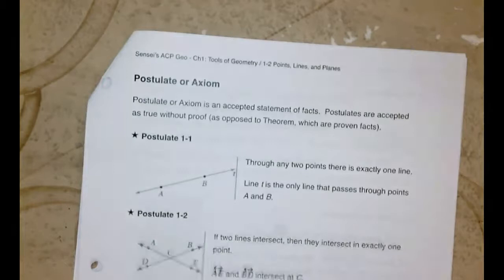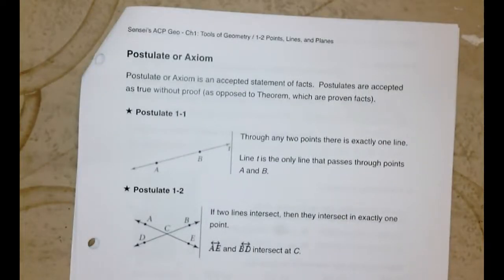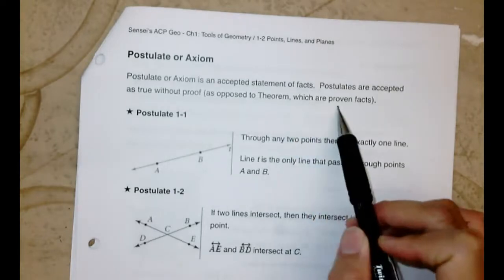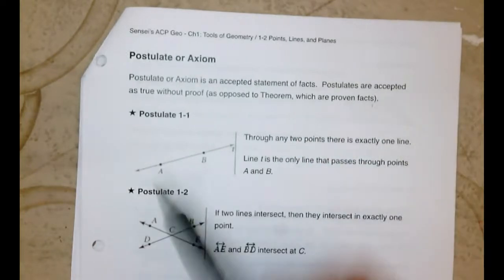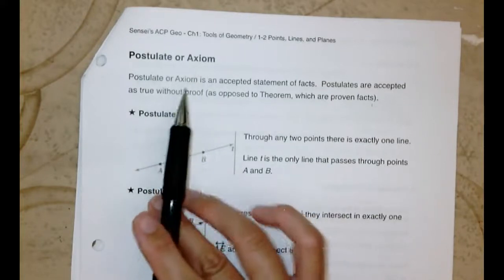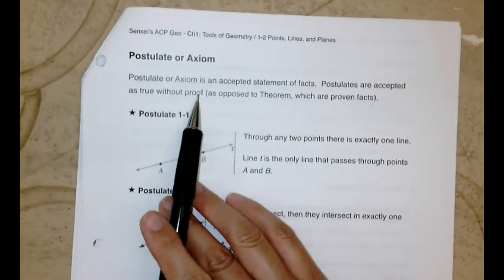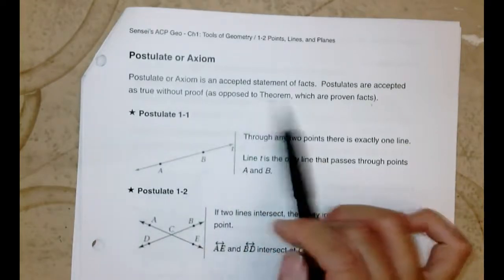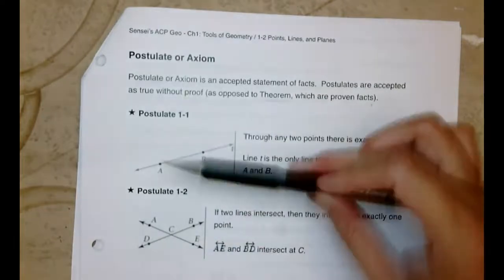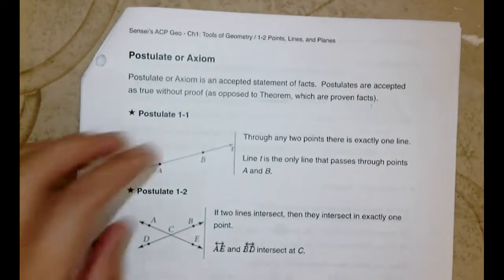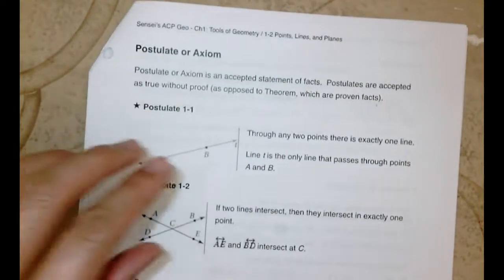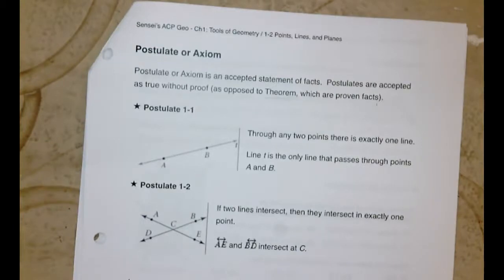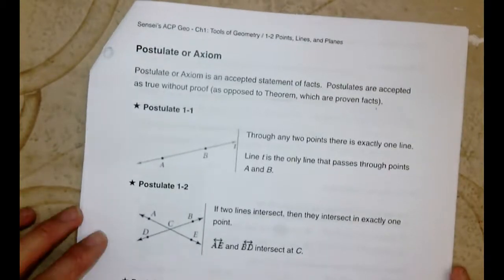And go over the postulate and axiom. A postulate or axiom is an accepted statement of fact. Postulates are accepted as true without proof, as opposed to theorems, which are proven facts. In mathematics, postulates or axioms are considered less ideal. You want to prove it if you can, but these are the accepted truths. We have to start from somewhere, and once you accept these as truth without proof, using these facts you can prove other theorems. We will learn a lot of theorems in geometry.